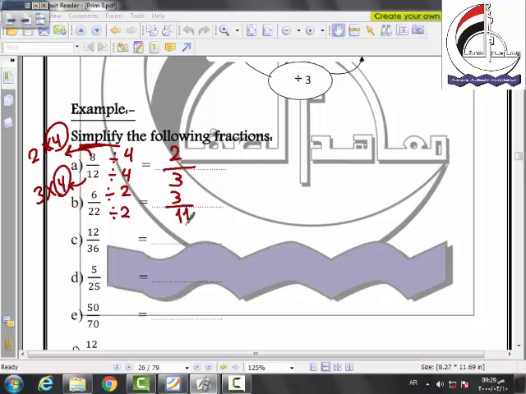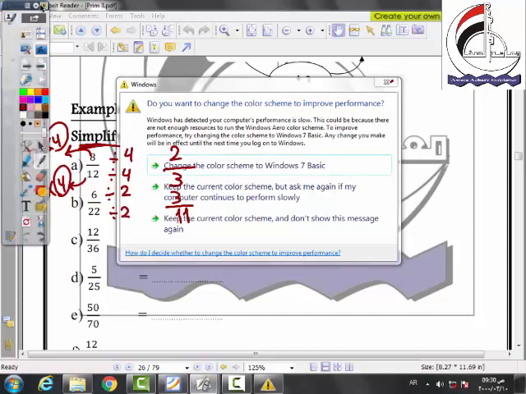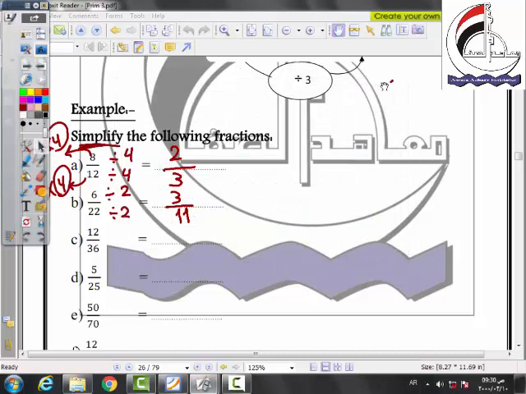12 over 36. What is the greatest common table between 12 and 36? We will find table 6. Then divide by 6 up and divide by 6 down. 12 divided by 6 equals 2. 36 divided by 6 equals 6. But 2 over 6 isn't the simplest form.